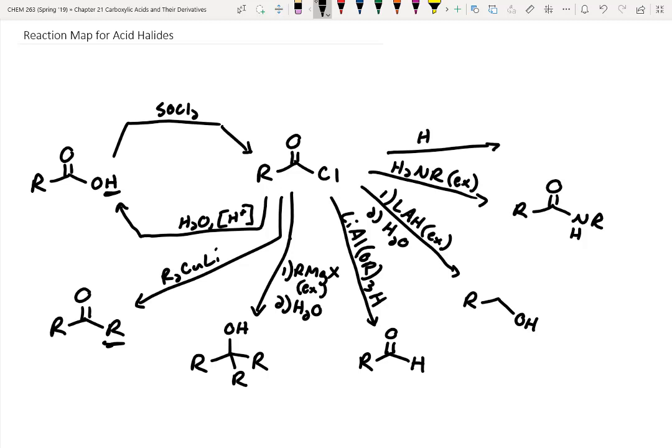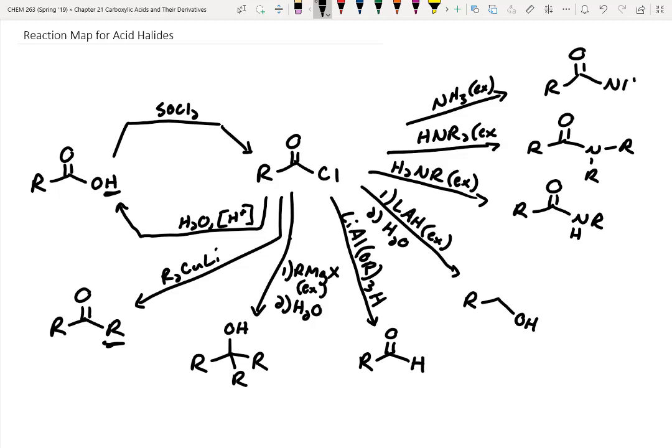So maybe we use HNR2 in excess, or maybe we do this with NH3 in excess. All of these give amides though, right? So that's pretty useful. And then last but not least, we've got one more.